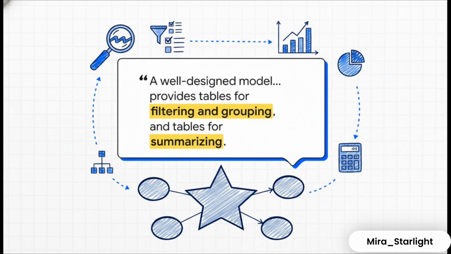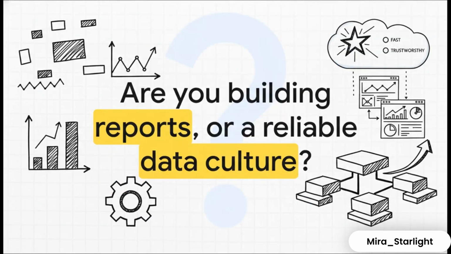A great model isn't an accident. You are deliberately creating 2 types of tables, tables for filtering and tables for summarizing. That separation is the whole philosophy. It's the foundation for analytics that can actually scale. And that really brings us to the final question you should ask yourself. When you start applying these principles, using data flows, building star schemas, optimizing your visuals, you stop being just a report builder. You become an architect.